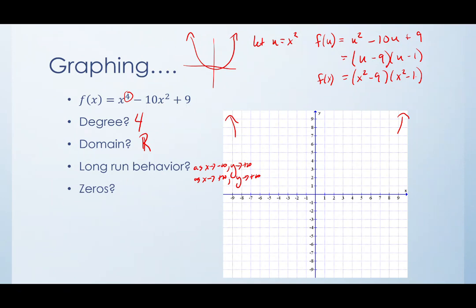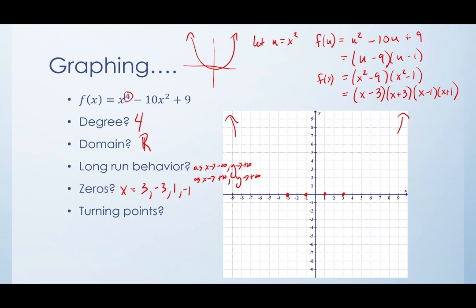So we're looking at this and we're going to say, okay, I'm going to factor that. x squared minus 9 is the difference of perfect squares. So x minus 3, x plus 3. And x squared minus 1, same story, x minus 1, x plus 1. So now we know what all the zeros are, right? We know the zeros are 3, negative 3, 1, and negative 1. So negative 3, negative 1, 1, 3.